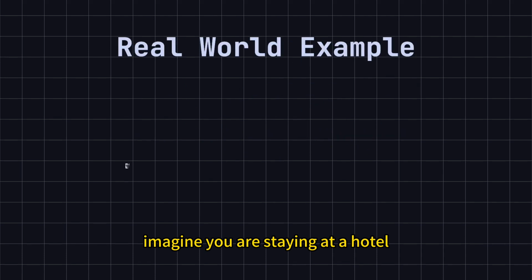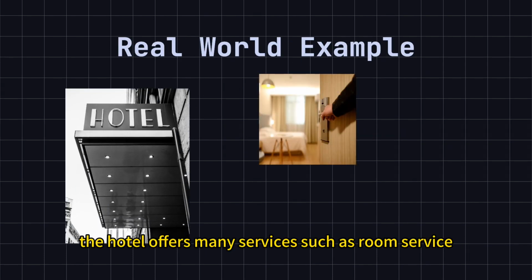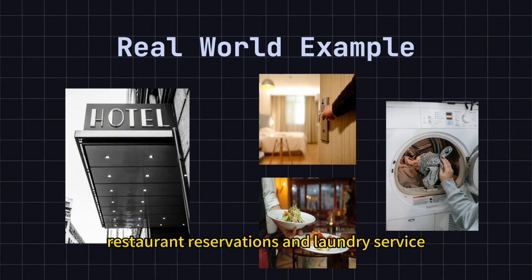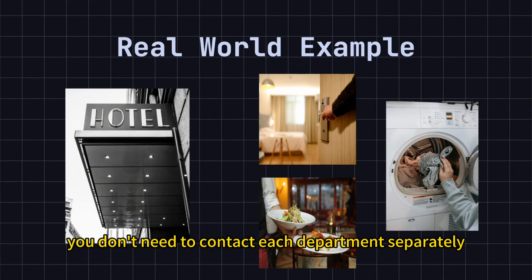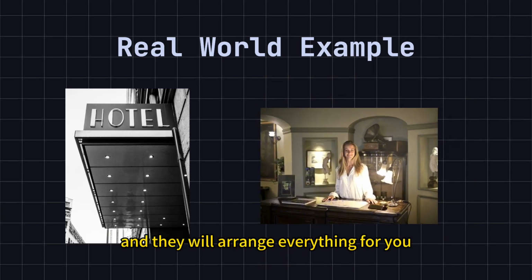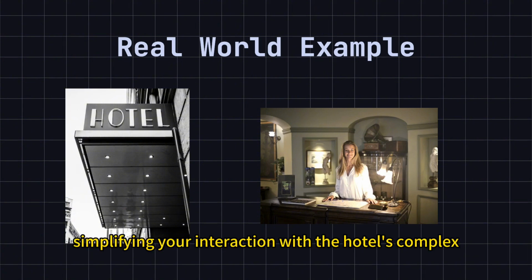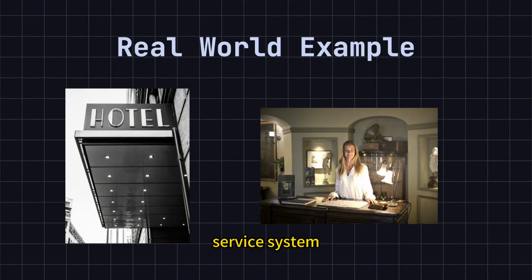Imagine you are staying at a hotel. The hotel offers many services such as room service, restaurant reservations, and laundry service. If you need to use these services, you don't need to contact each department separately. You just call the front desk, and they will arrange everything for you. The front desk acts as a facade here, simplifying your interaction with the hotel's complex service system.